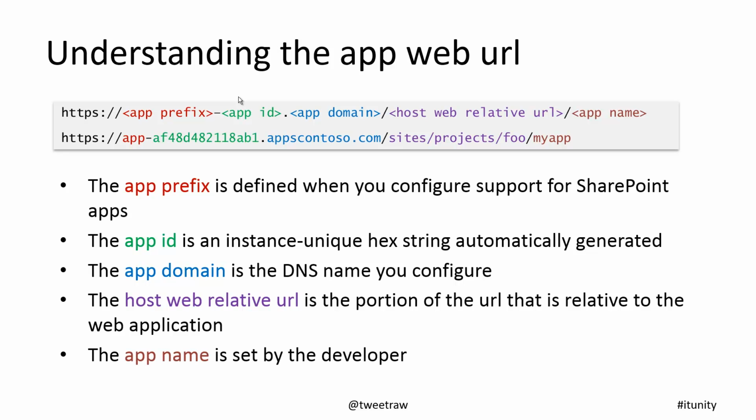And then last but not least is the app name. So this is the fifth part of it, and this is just the actual name that the developer provides to this application when it was created. Okay, so that's just, in this example, my app. All right, so that's how we decompose the web application URL.